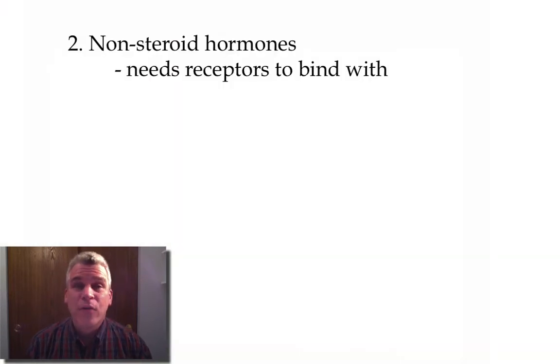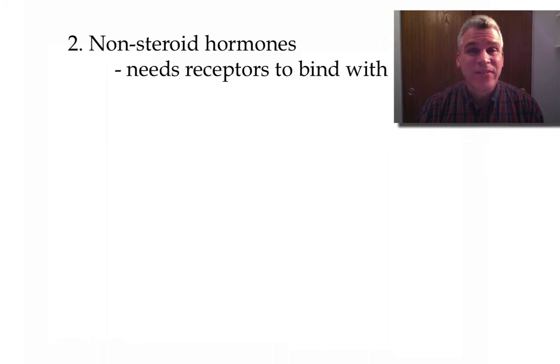The second type of hormone is called a non-steroid hormone. Now these also need receptors to bind with, but recall that because they are non-steroid, they're not made of lipids, so they can't just pass through the cell membrane. So they're going to be attaching to receptors on the cell membrane itself. They're not actually going to be getting inside of the cell. Let's take a look at how that happens.